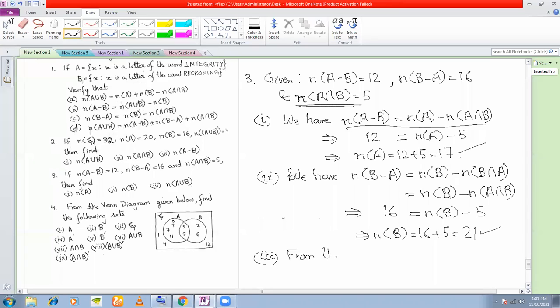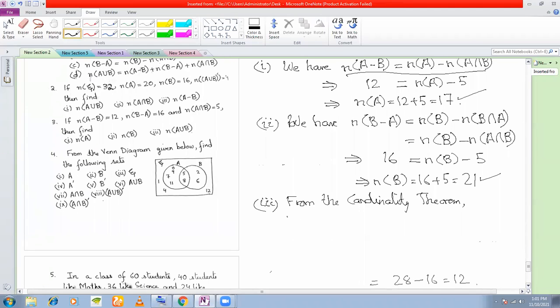So from the cardinality theorem, cardinality of A union B is equal to cardinality of A plus cardinality of B minus cardinality of A intersection B. And you know that the cardinality of A you have found above to be 17. 21 you have found out as the cardinality of B, and the cardinality of A intersection B is already given to you as 5. Okay, so this is 38 minus 5, which is equal to 33.